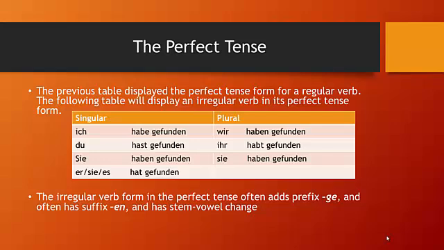I did say that irregular verbs tend to have a stem change, like finden does here, but not all of them do. For example, laufen would be gelaufen, fahren would be gefahren. Just note that the tendency is for there to be a change.